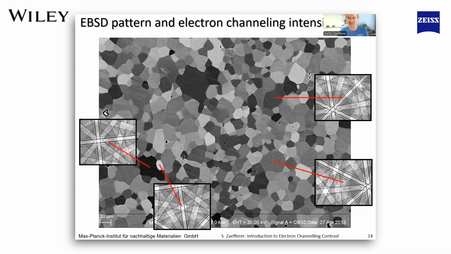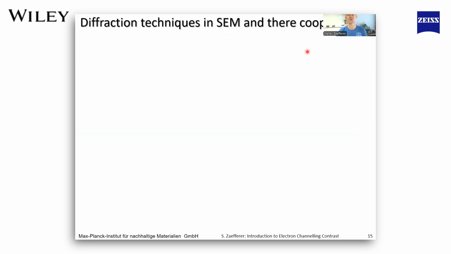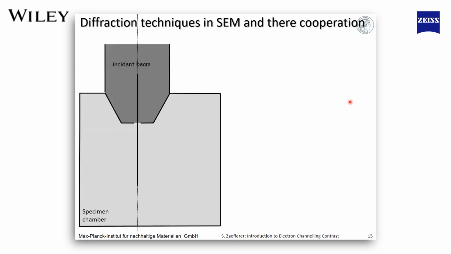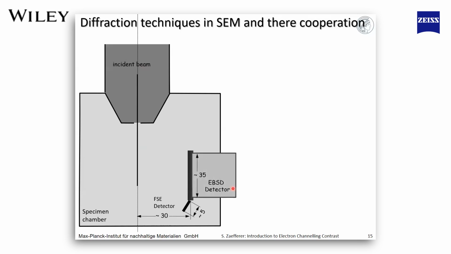All right, so then let's see how this is realized in an SEM. And for this, I show you a cross section through an SEM. Here is the electron column with the electron beam. This is the chamber, and in this chamber, we will place the sample below the electron beam. And the first diffraction technique, which will come along, is usually the EBSD technique, electron backscatter diffraction, which is using an EBSD detector mounted here to the side.